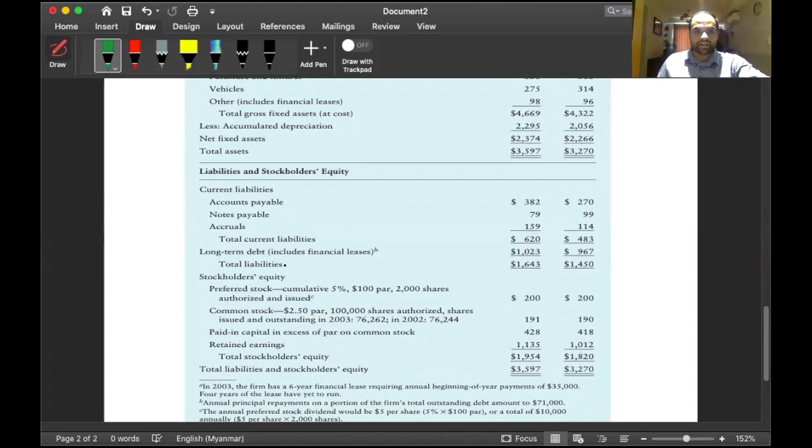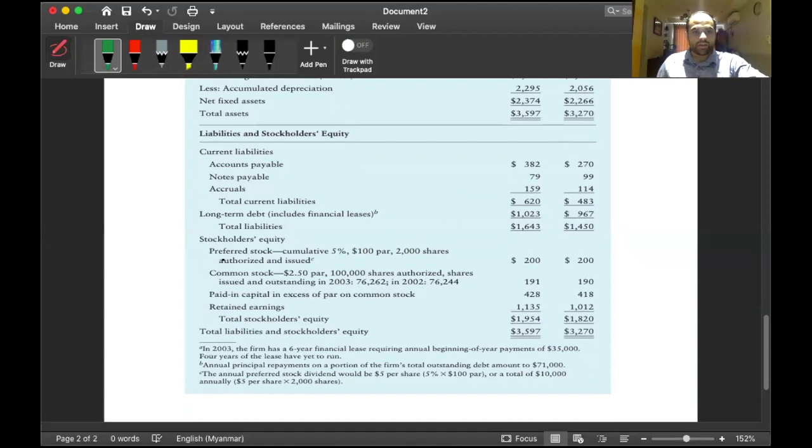And this information is about liabilities and equities. Start with the current liabilities. We have accounts payable, notes payable, and accruals. All these are current liabilities. Total current liabilities, 2003, 620, and 2002, 483. Long-term debts are 1023 and 967. So total debts or total liabilities is 1643 and 1450. This is your stocks. So we have preference stocks and common stocks.